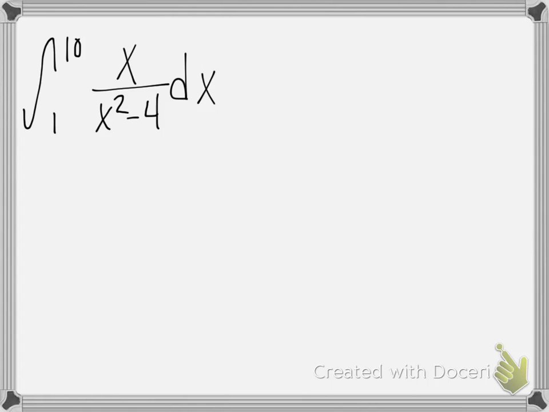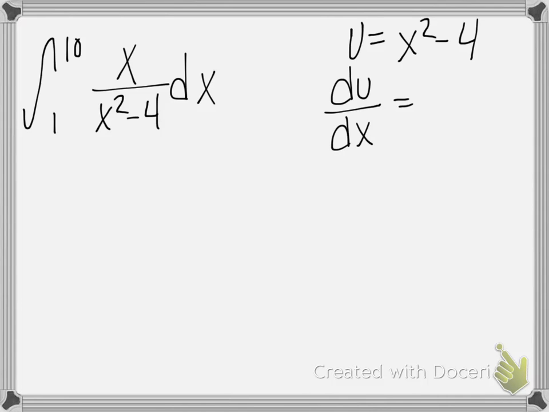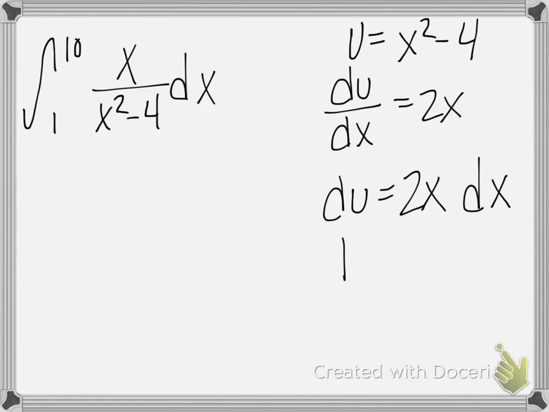If you go ahead and get started on it, you try to do a u substitution, and you'd say probably u is equal to x squared minus 4. du over dx would be equal to 2x, and du would be equal to 2x dx, and dx would be equal to 1 over 2x du.